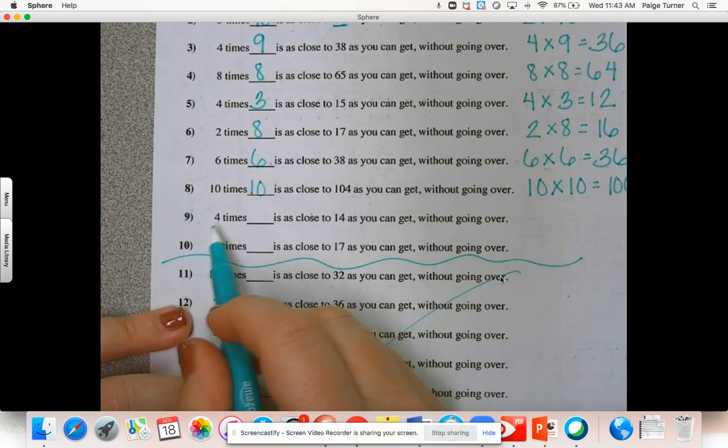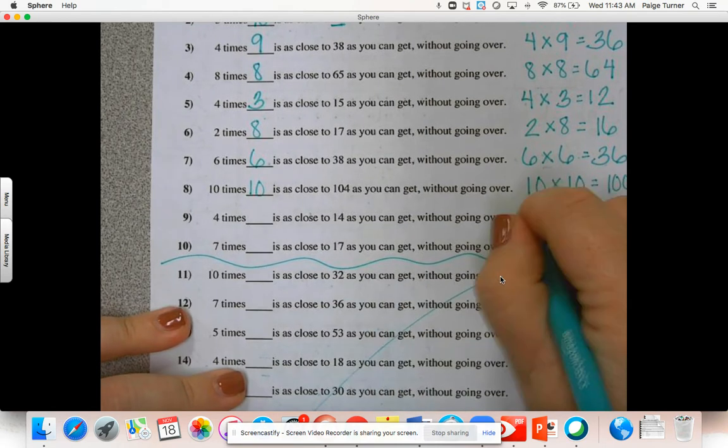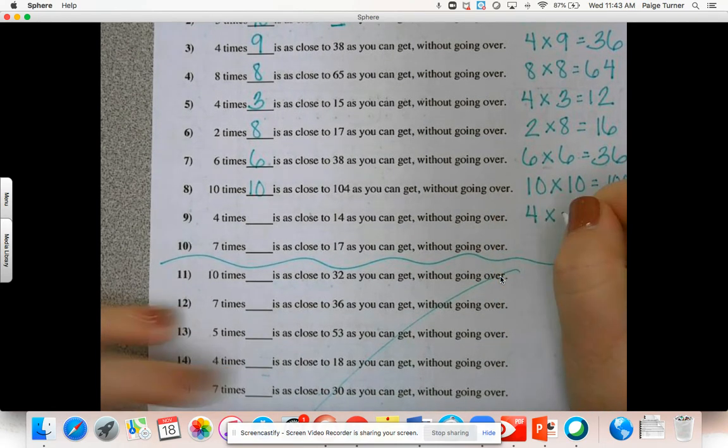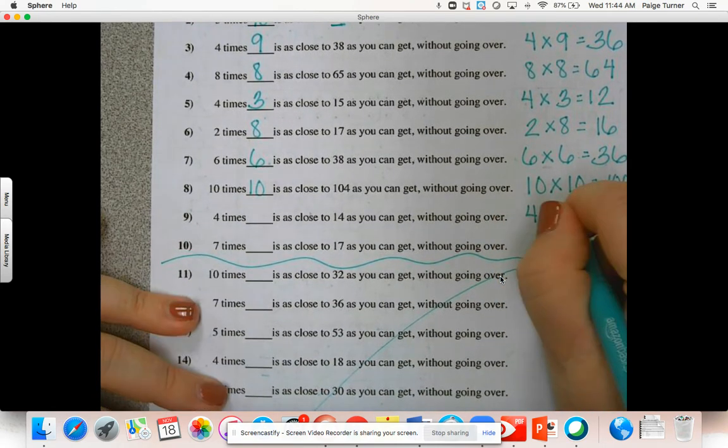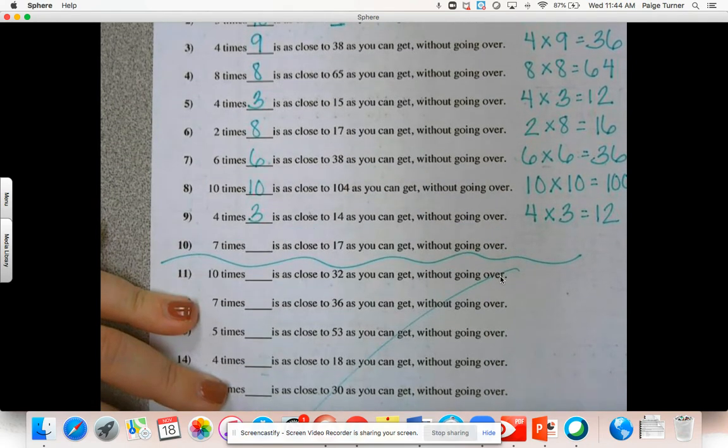Number 9, 4 times what number is as close to 14 as you can get without going over? So that would be what? 4, 8, 12, that would be 3. 4 times 3 is 12. That's as close as we can get.